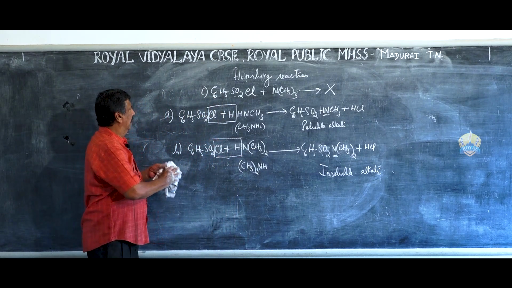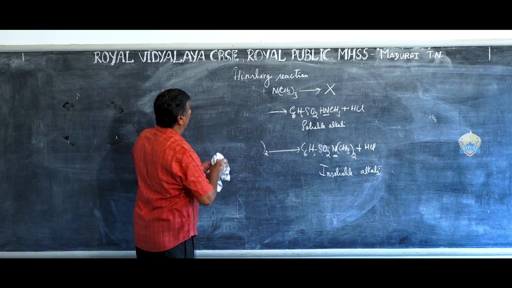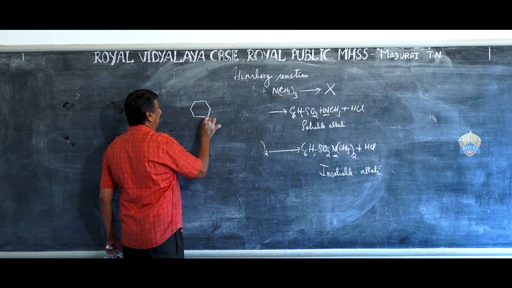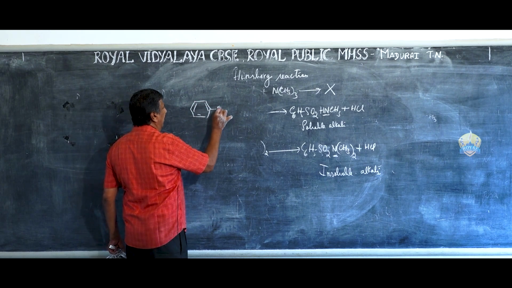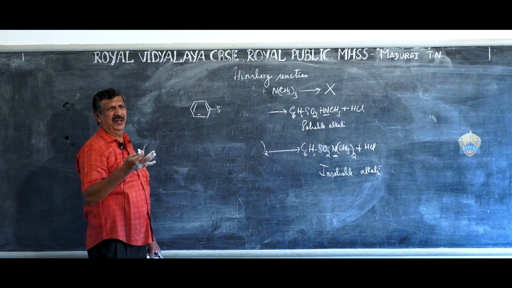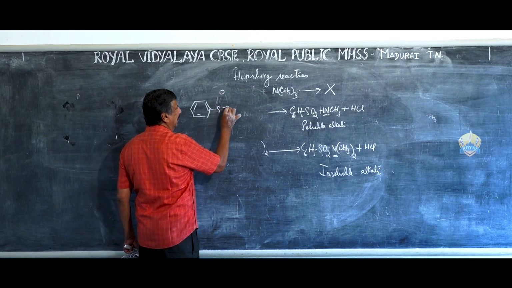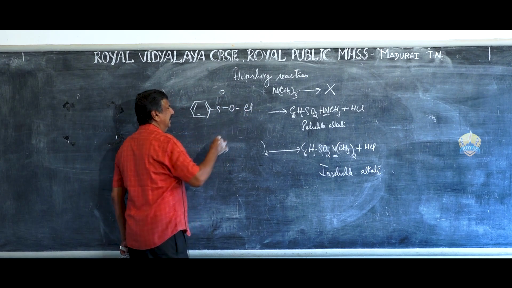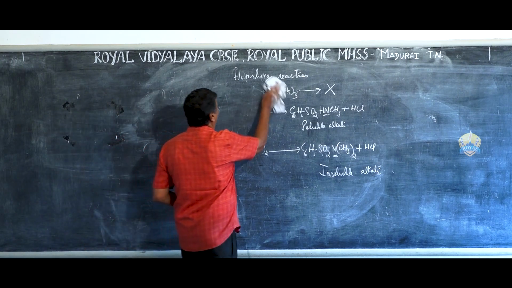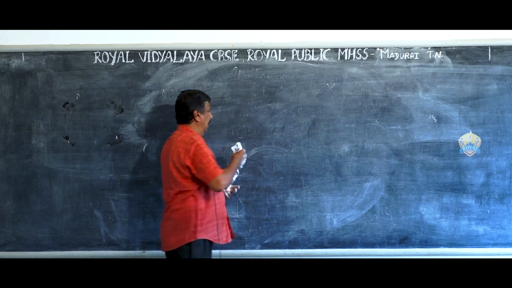Okay. Next one. This Hinsberg compound is given in your book with all the double bonds and all. That is not necessary. You write it directly. Okay, next one.